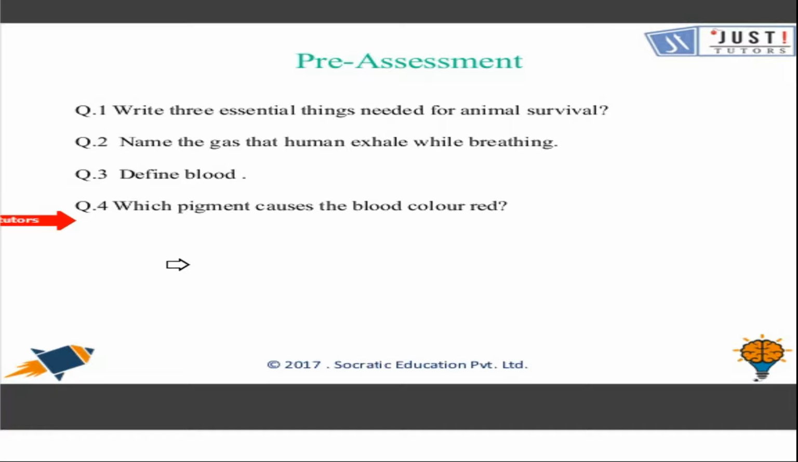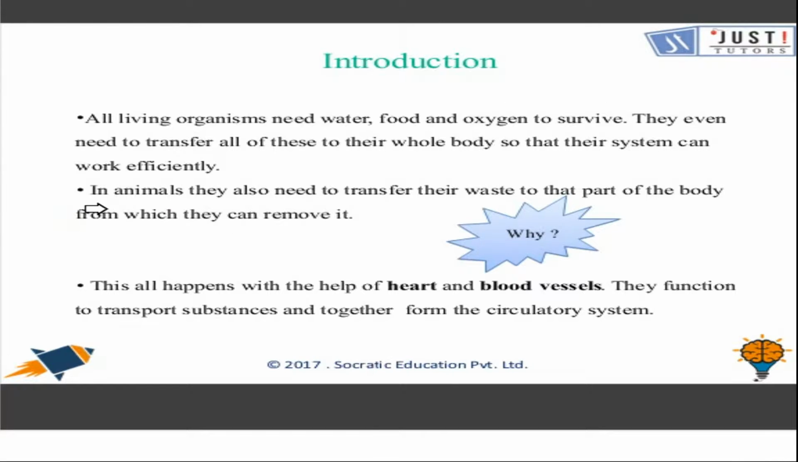So what do you think? What do we call the pigment that causes the blood color red? Yes, that's hemoglobin. Let's proceed further and have a look at the introduction of transportation in animals and plants.